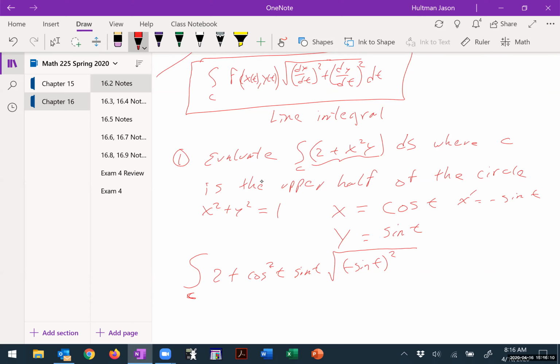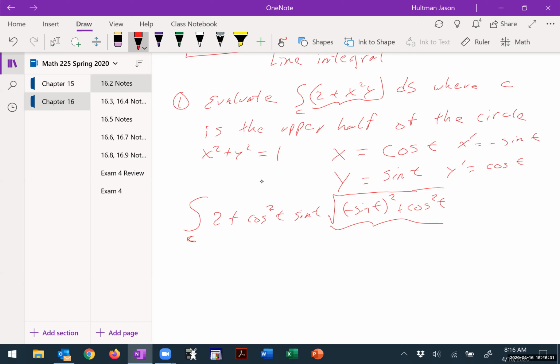Okay, and then what's the derivative of y? Well, y prime is equal to cosine of t, and that becomes plus cosine squared t. That's really nice because negative sine t squared plus cosine squared t just becomes sine squared plus cosine squared, which we know is 1. This thing all equals 1. The square root of 1 is 1, and so this basically goes away. This is going to be over dt.